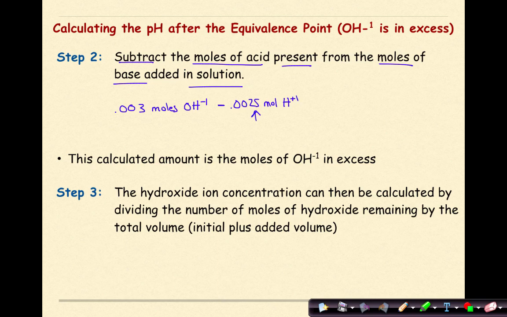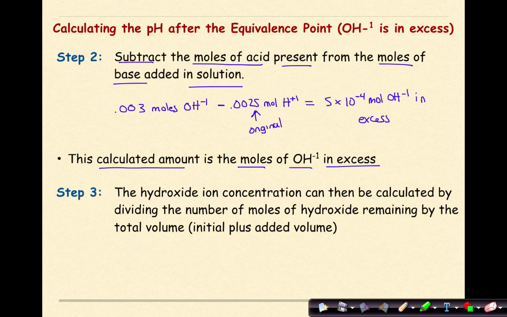This was our original. That was the maximum amount of hydrogen ions that we had in the solution. So if we subtract those two, we find that we have 5 times 10 to the negative 4 moles of hydroxide ions in excess. So we have neutralized all of the original acid and we have hydroxide ions left over. So this calculated amount is the moles of hydroxide ions in excess.